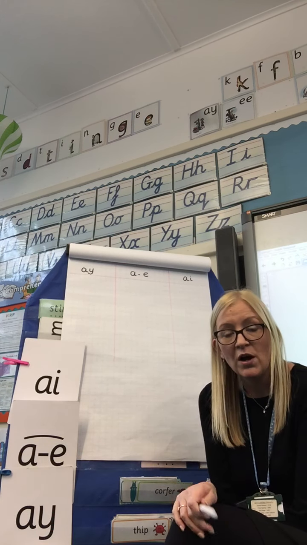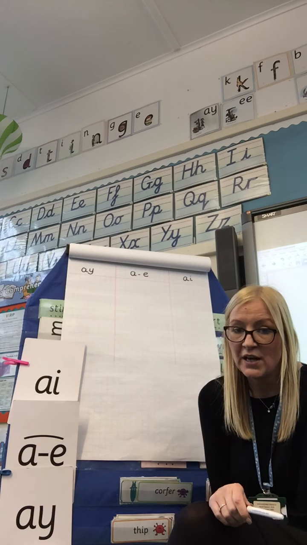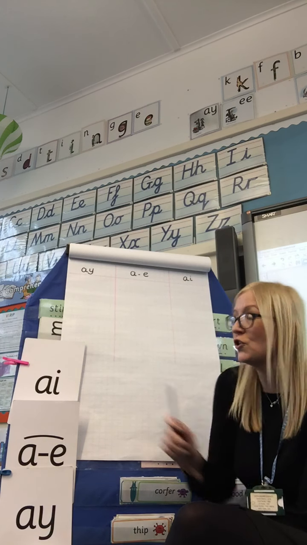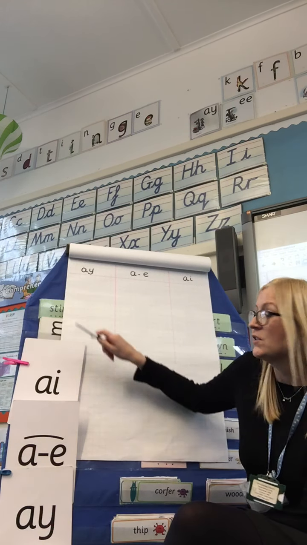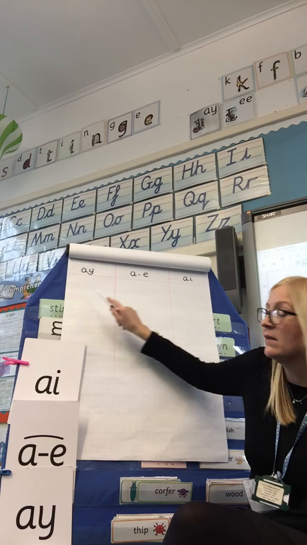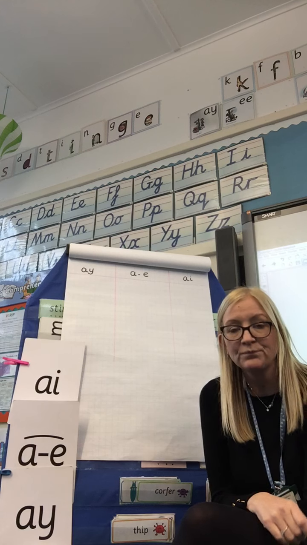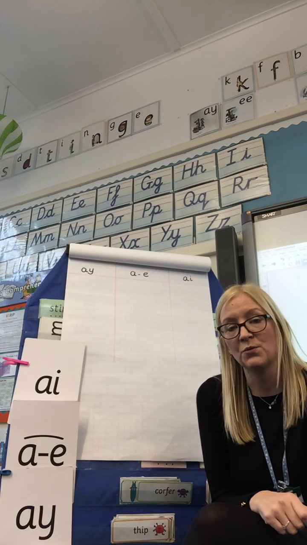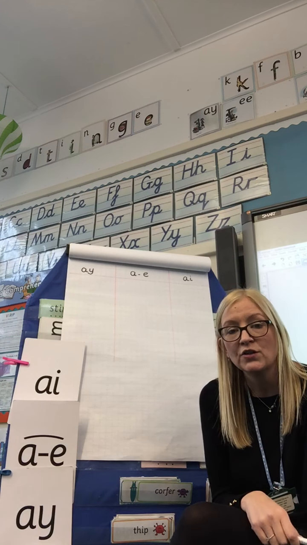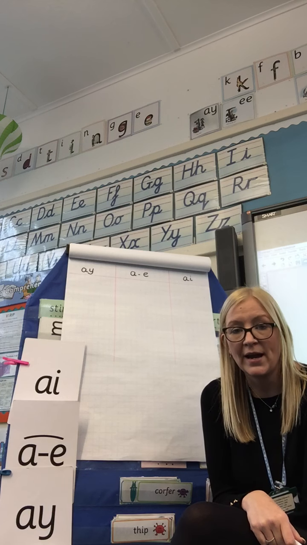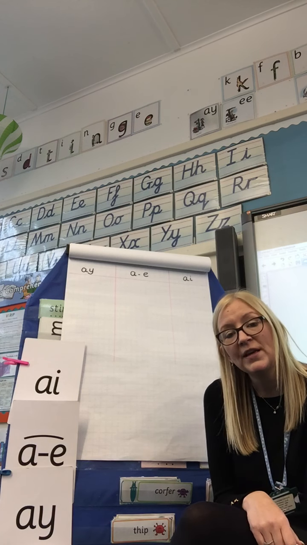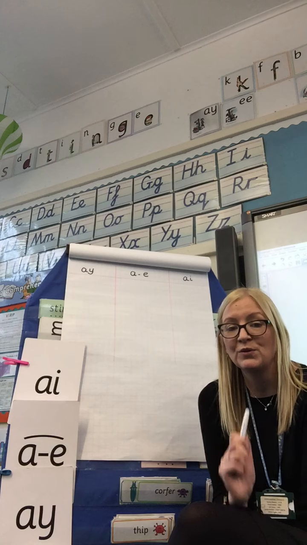So I'll give you a word. You then need to pause the video, pop it on your fingers and choose which column it goes in. So will it go in the A, may I play, A, make a cake, or A, snail in the rain? So your first word is the word train. Train. Pop it on your fingers and then write it for me. You'll need to pause the video.